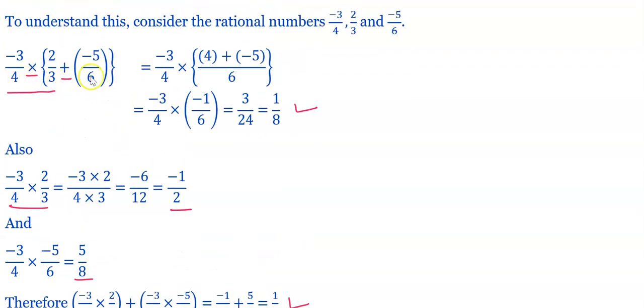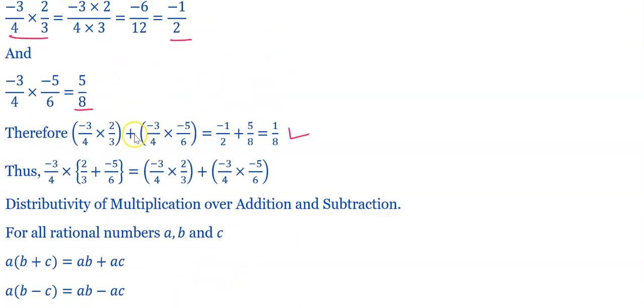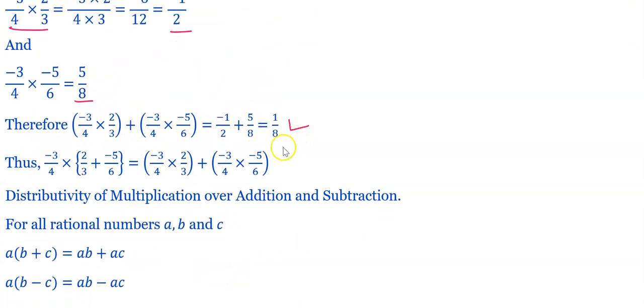If we simplify it as minus 3 by 4 into 2 by 3 plus minus 3 by 4 into minus 5 by 6, again we get 1 by 8. And therefore we say that minus 3 by 4 into (2 by 3 plus minus 5 by 6) equals minus 3 by 4 into 2 by 3 plus, in the next bracket, minus 3 by 4 into minus 5 by 6.